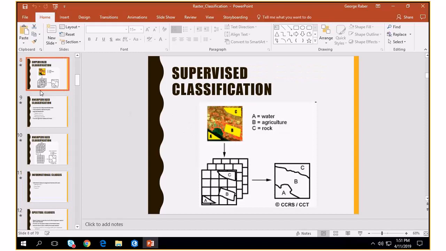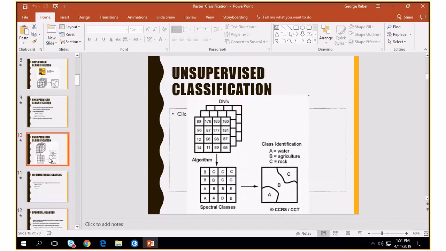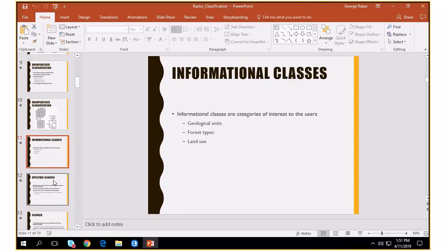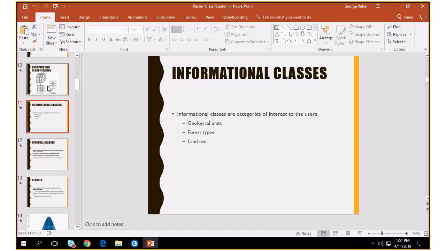All right. Most of these slides are taken from a book called Digital Image Processing by John Jensen. It's the book that I used in the remote sensing course. I don't think Dr. Carter currently uses the same book. Not the slides, the pictures.